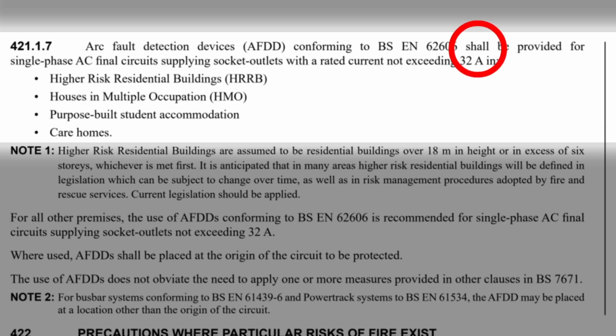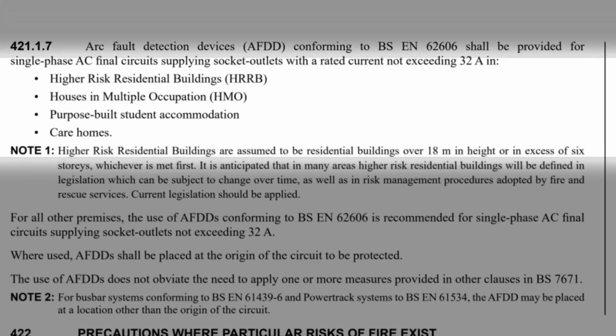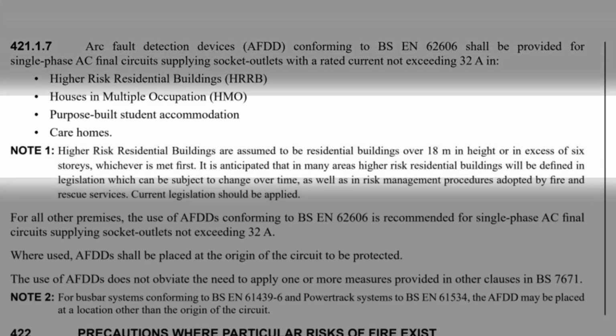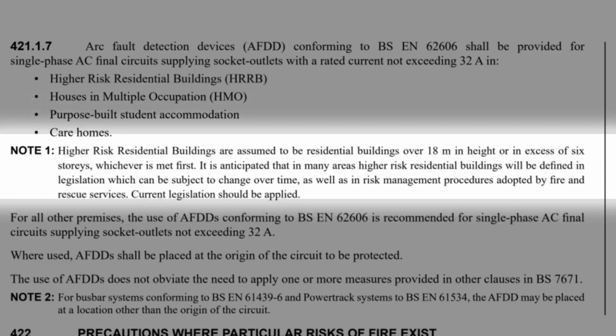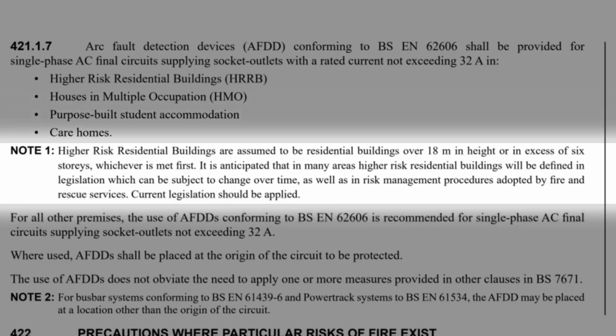So in all these places mentioned there, you have to install AFDDs on circuits supplying sockets with a rating of up to and including 32 amps. There's no exceptions mentioned here at all. And just in case you're wondering what a higher risk residential building is, there's a definition there in note 1 which reads: higher risk residential buildings are assumed to be residential buildings over 18 metres in height or in excess of 6 stories, whichever is met first.